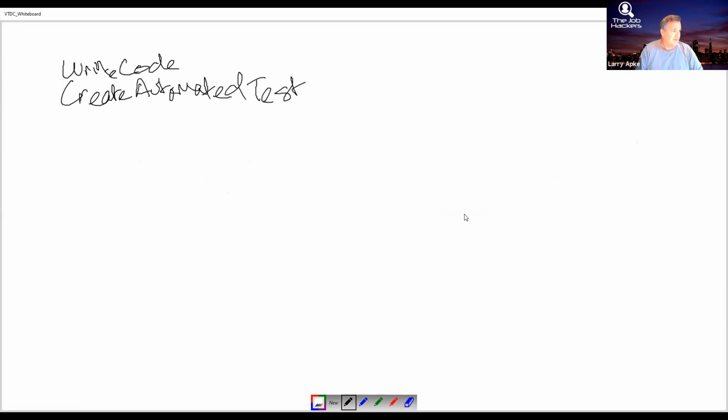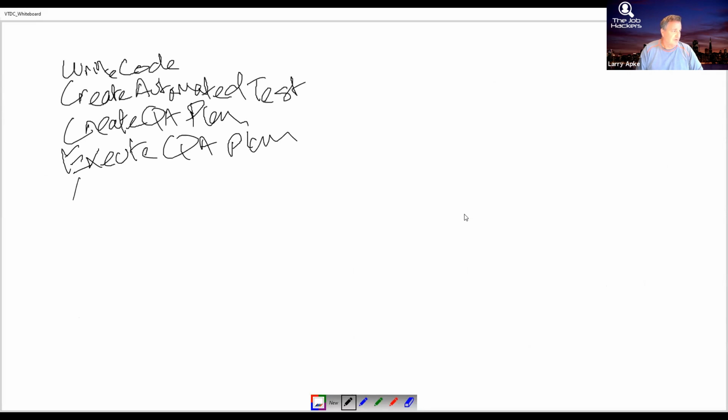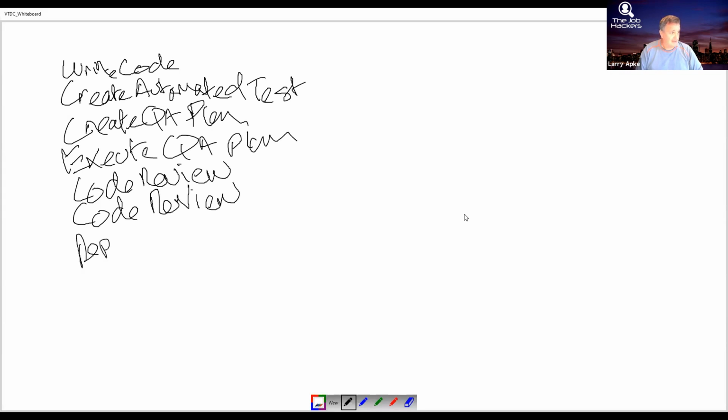I know I need to create a QA plan. I need to execute that plan. I'm going to do some code review, and I'm going to put this twice because I'm going to have two people doing it. Tasks go to the individual level. In addition to code review, I need to get this to a UAT machine, so maybe there are some deployment activities that I need to do.